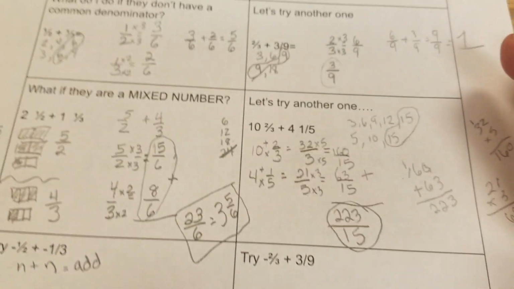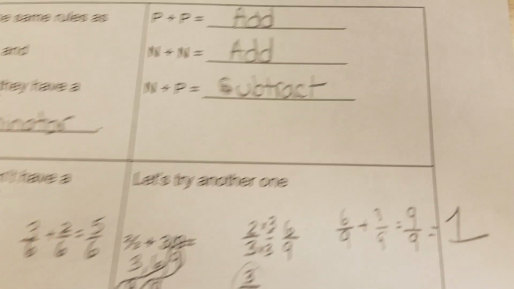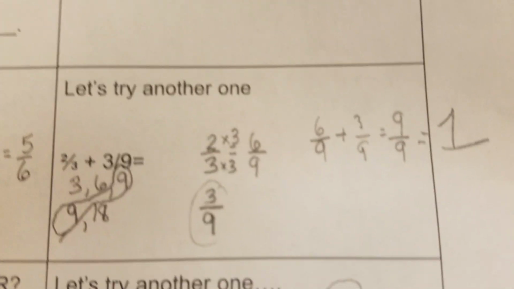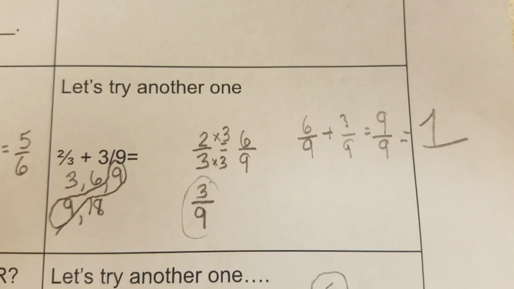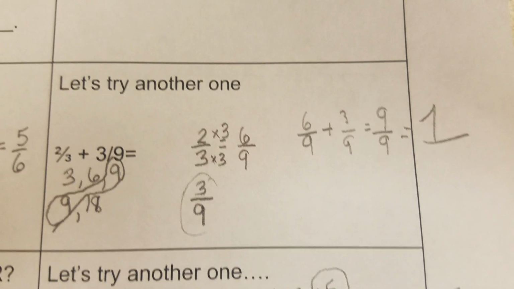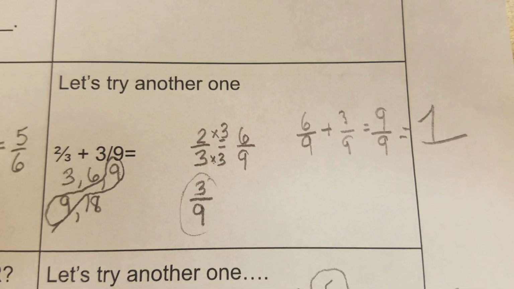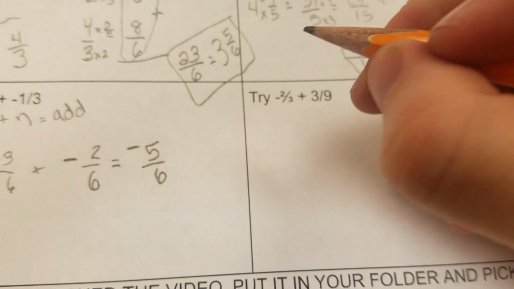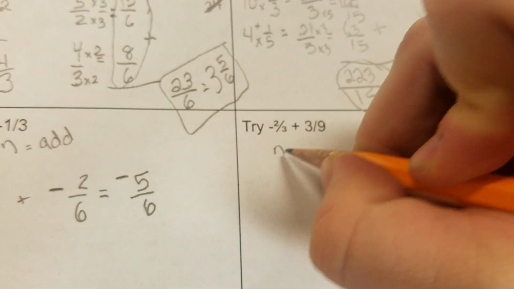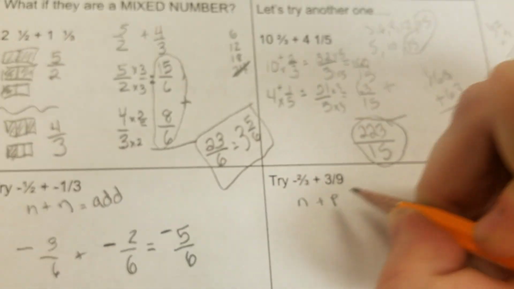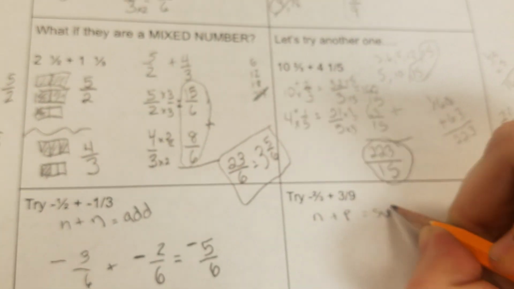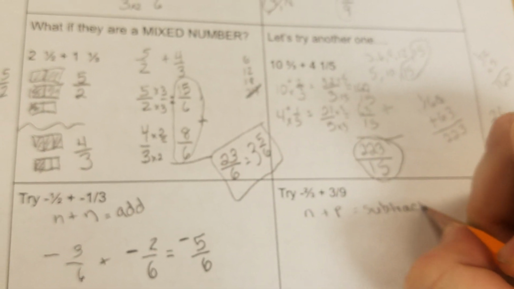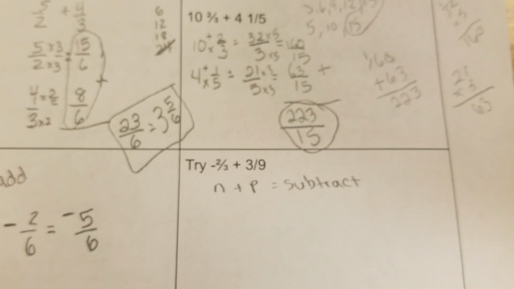Let's look here. 2/3 and 3/9. Hey, Miss D was smart. It's the exact same problem, so I don't have to go through all those steps again. I know that 2/3 equals 6/9, and I know that 3/9 I don't have to change. But here's the important part. 1 is negative, 1 is positive. So I'm going to subtract. Okay? That's what you got to remember.